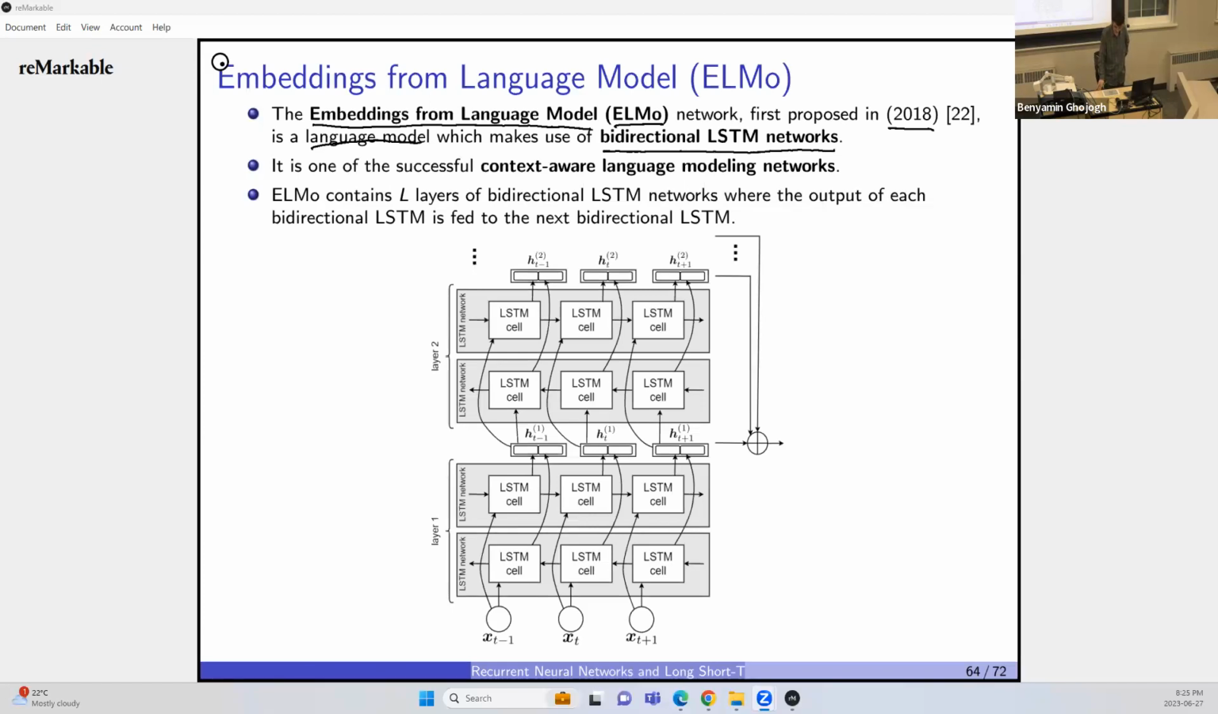Okay, so it is one of the successful context-aware language modeling networks. What do I mean by context-aware? This is an important thing in NLP. We have several techniques in NLP. Even before these, after RNN and LSTM, there were at least two methods which were very important and state of the art for several years in NLP. One of them was GloVe. One of them was word2vec. I don't know if you have heard of these or not, but these are not deep networks. I think word2vec is only one or two layers of neural network. Shockingly, it works very well.